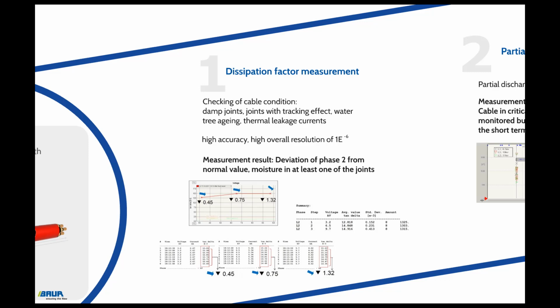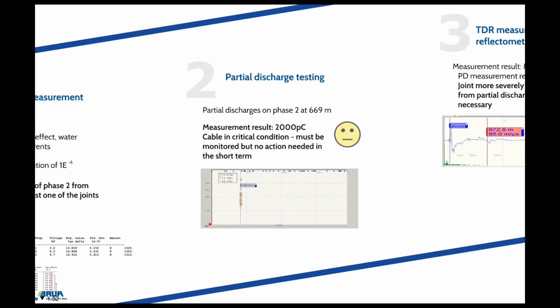detected. A high level of accuracy and an overall resolution of 1 by 10⁻⁶ are necessary for the identification of damped joints. In our example, the dissipation factor measurement shows a deviation of the phase 2 from the normal value, which leads to the conclusion that there is moisture in at least one of the joints. The subsequently performed partial discharge testing identifies partial discharges on phase 2 after a length of 669 meters. The partial discharge level of 2000 picocoulomb leads to the conclusion that the cable is in a critical condition, but the results of the partial discharge testing do not necessitate immediate action.